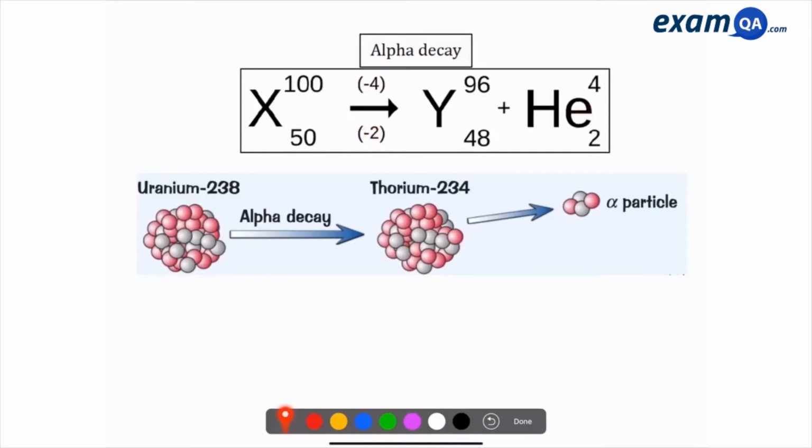So for example, here you have X, 100, and 50. You're going to write a new element, Y, and then you're going to change that to 96, and this to 48. So you take away 4 from the top, 2 from the bottom, and then you write plus helium 4 2.